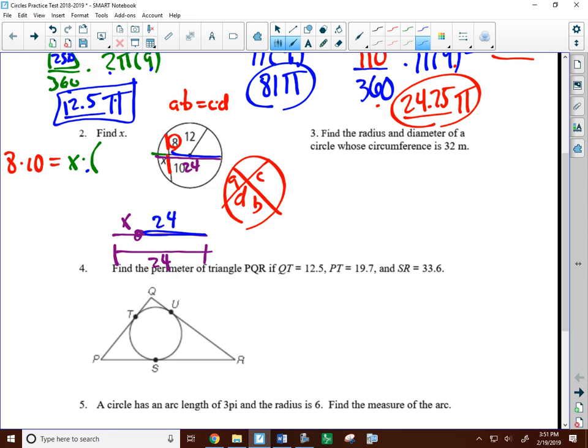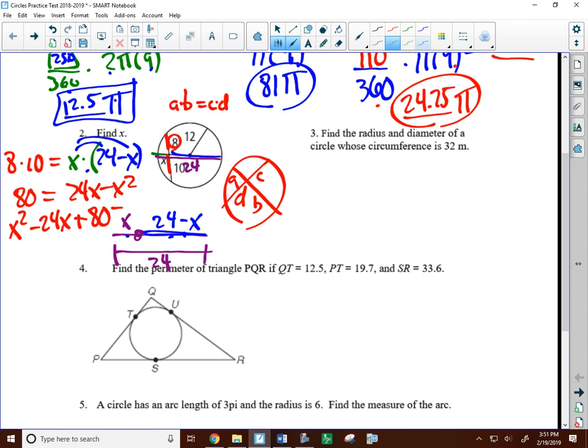Well, segment addition, x plus something is 24. And therefore, 24 take away x will give us this. So 24 minus x represents the blue. And that goes there. Okay, distribute. Here it's 80. Here we distribute, 24x minus x squared. We get an x squared, an x term, and a number, so I'm going to have to attempt to factor. I'm going to have everything on the left side, so I'm adding x squared, subtracting 24x, and keeping the 80 equals 0.